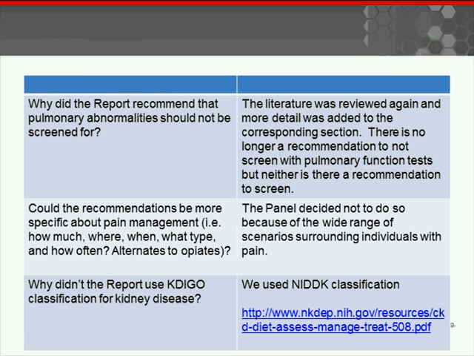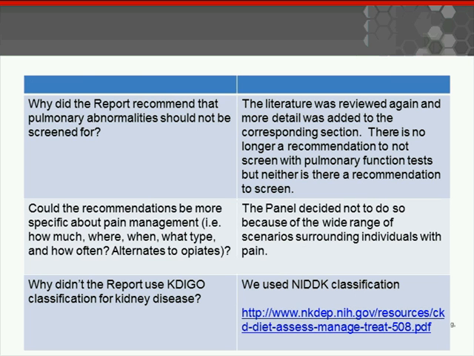You asked us, why did the report recommend that pulmonary abnormalities should not be screened for? Well, we went back to the literature. We added more detail to the corresponding section. And so there's no longer a recommendation that you should not screen with pulmonary function tests, but neither is there a recommendation to screen. And this, again, is one of those areas where more science would be needed in order to make stronger statements for the management of patients.